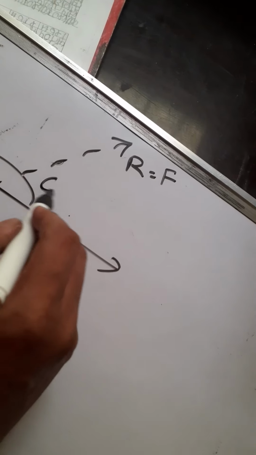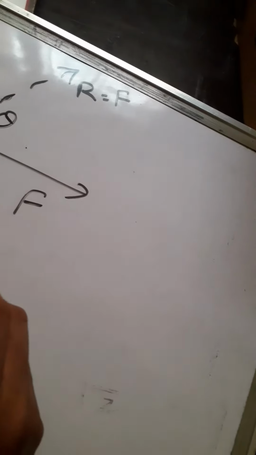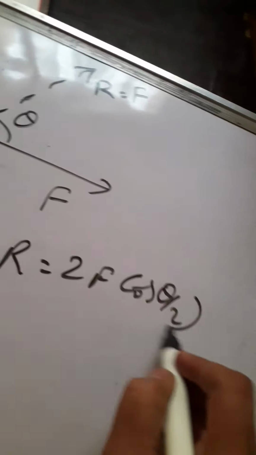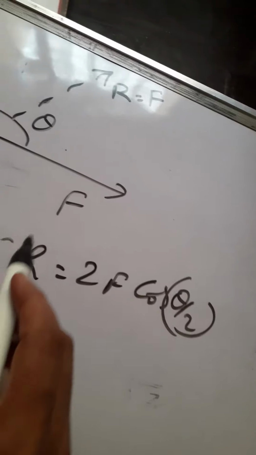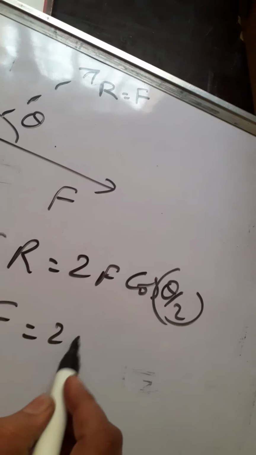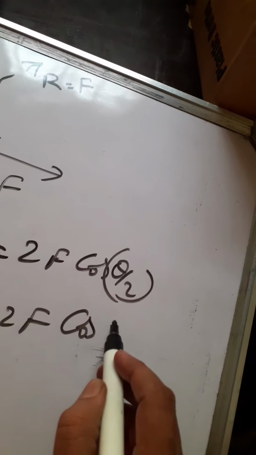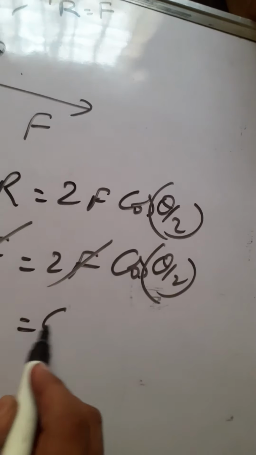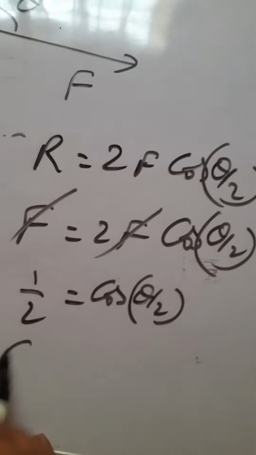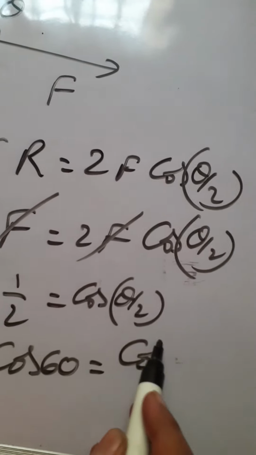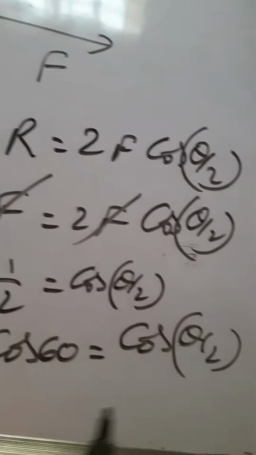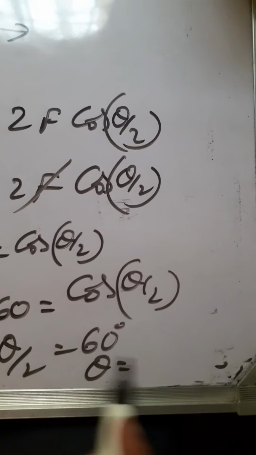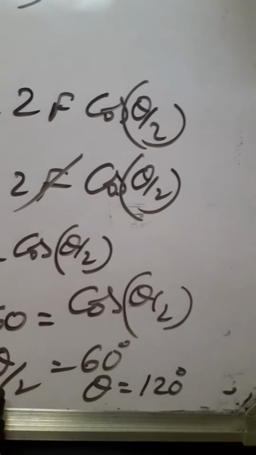Calculate the angle between the two vectors. So formula: R is equal to 2F cos theta by 2. We have to calculate theta. They said R value is also equal to F. F is equal to 2F cos theta by 2. So F, F cancel. Bring to this side. 1 by 2 is cos theta by 2. So 1 by 2 you can write as cos 60 is cos theta by 2. Comparing angles, theta by 2 is equal to 60, theta is equal to 120. Theta is 120 degrees.